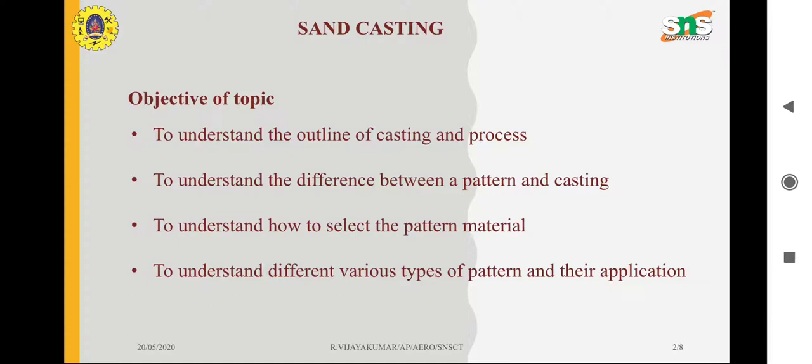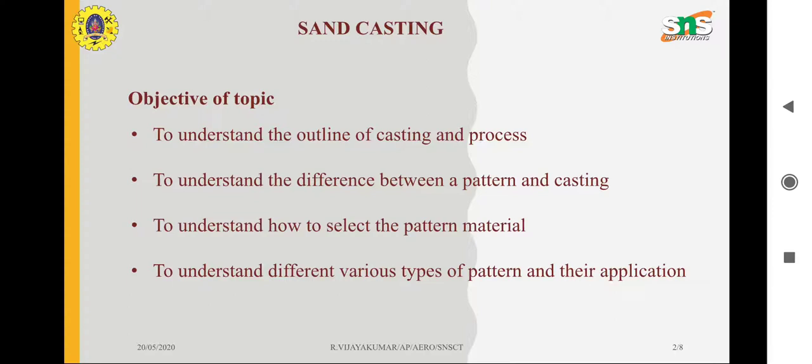What is meant by casting or metal casting? Casting is normally called metal casting. Converting a molten or a plastic raw material into a finished product is called casting. Sand casting means we carry out the casting process with the help of sand.